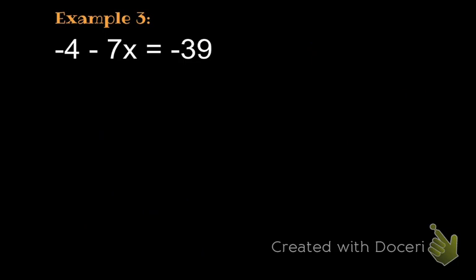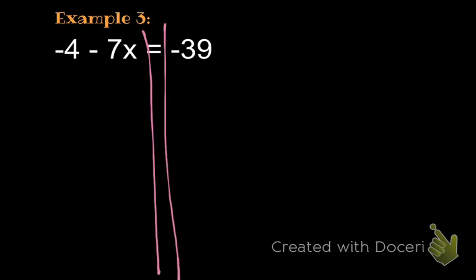All right, you guys, here's our last example for the video. Go ahead and jot in your notebook, negative 4 minus 7x equals negative 39. All right, you guys know by now my first step is to draw in those lines to keep my left and right side of my equal balanced and separated.